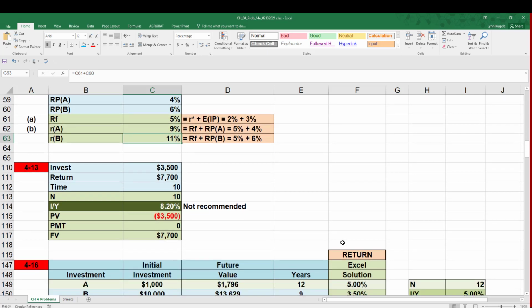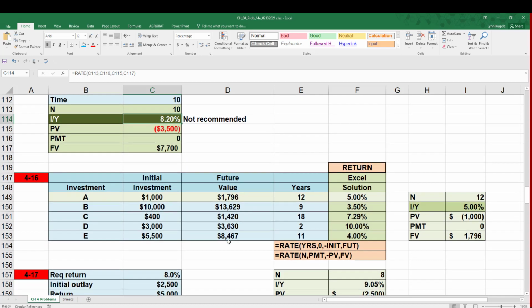Okay? Assume you invest $3,500 today in an investment that promises to return $7,700 in exactly 10 years. What's the internal rate of return? You're going to invest $3,500, you're going to get $7,700, nothing in between, 10 years. IRR 8.2. If your minimum annual return required is 9%, would you recommend it? No.